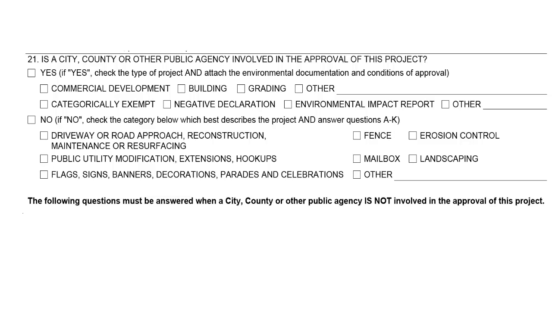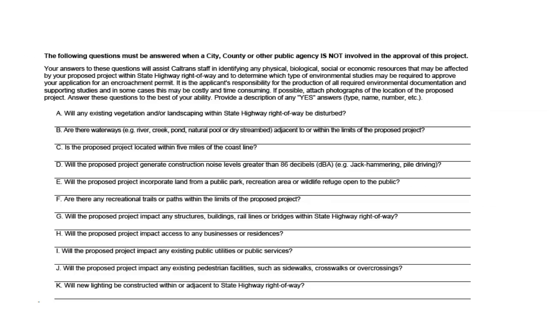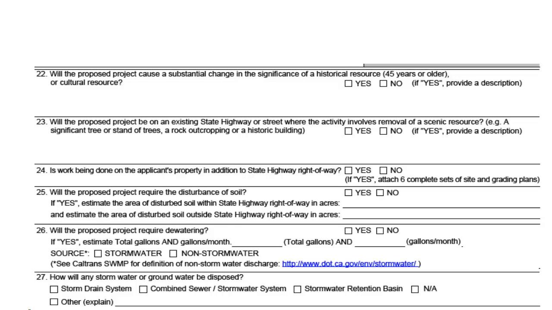Questions 21 through 27 help us understand the potential environmental and water quality impacts of your project. Your standard encroachment permit application package cannot be considered complete until you have obtained environmental clearance. Federal and state environmental laws require Caltrans, cities, and counties to review your project and ensure all environmental impacts are avoided or mitigated.